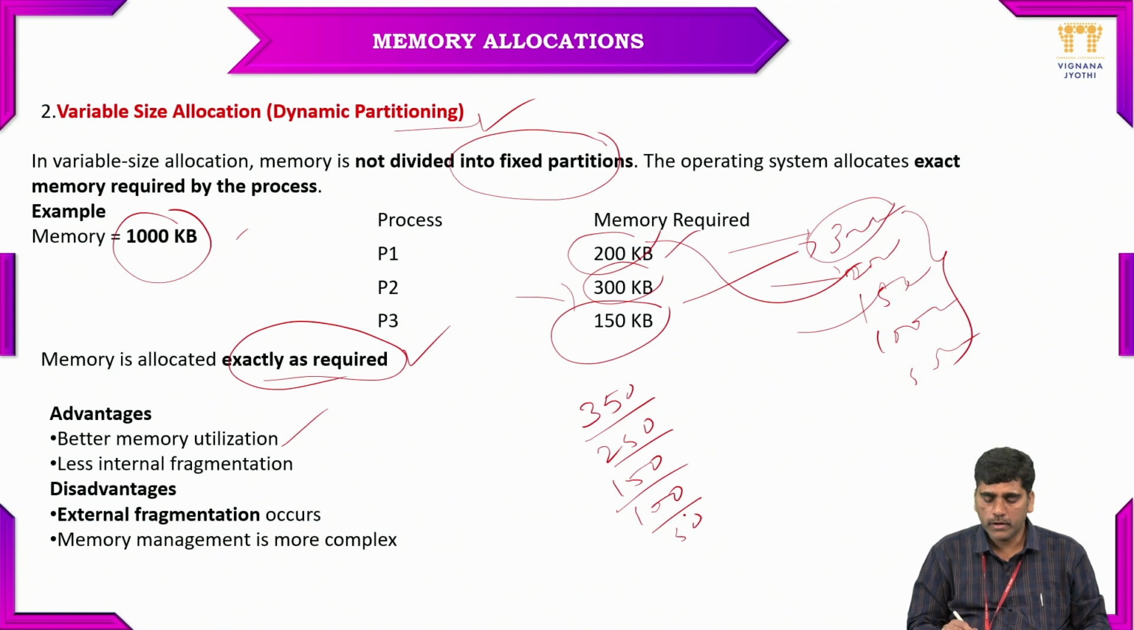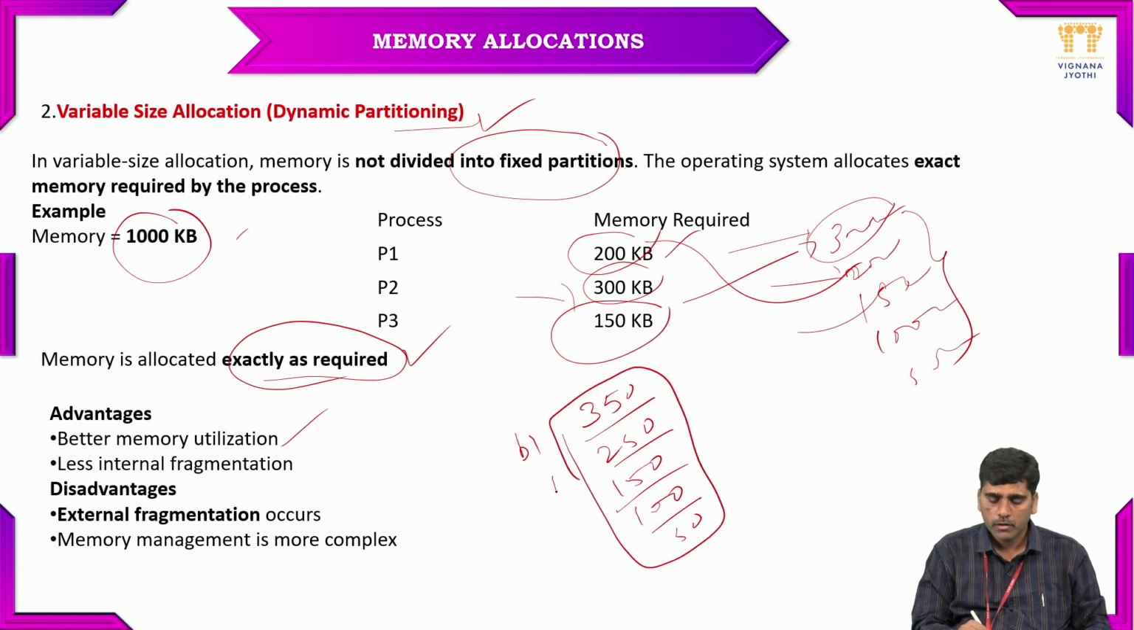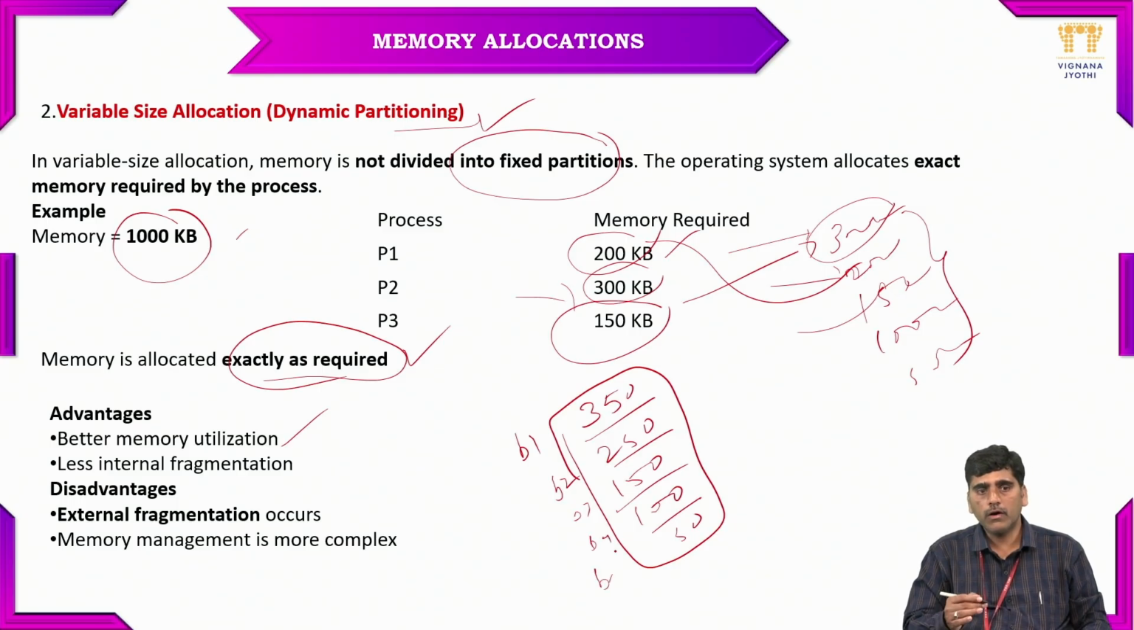Like that, if I divide all these blocks, so this is block 1, block 2, block 3, block 4 and block 5. If any process comes with 300 KB, suppose P1 is having 300 KB, out of all these, 300 KB is suitable for which block? It is suitable for the B1 block. So it is accommodated.